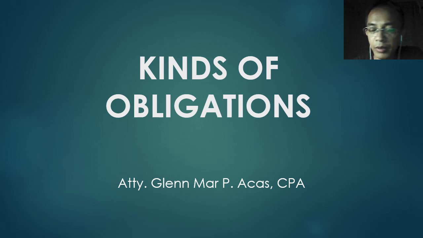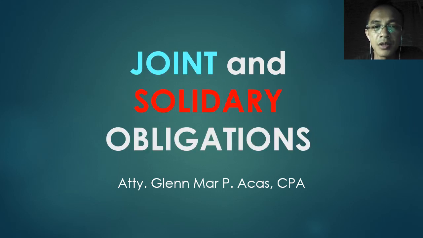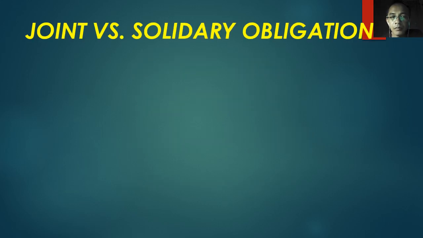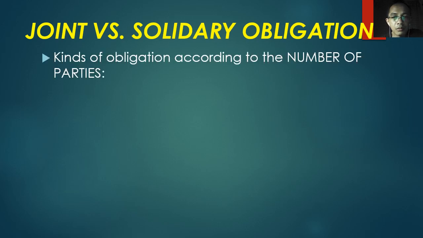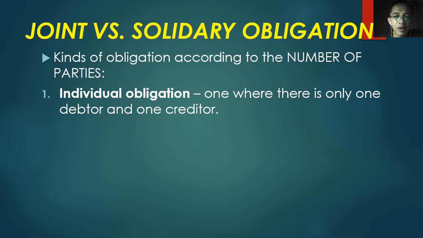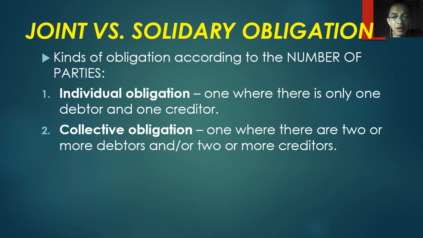Still on kinds of obligations, this time joint and solidary obligations. So to start, obligation according to the number of parties is classified as follows. An individual obligation, meaning there is only one debtor or one creditor. Or it may be a collective obligation, one where there are two or more debtors and two or more creditors.